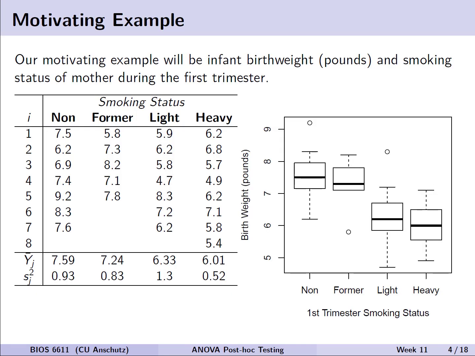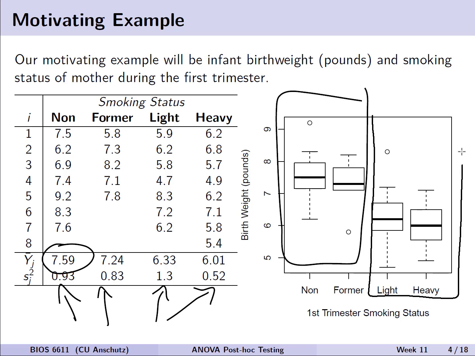Recall our example is the infant birth weight in pounds and the smoking status of the mother during the first trimester, where we had the four different groups of a never smoker, former smoker, light or heavy smoker. We saw in our summary statistics that the mean birth weight is highest for never smokers and decreases with each increase in smoking status. Visually, with our box plot, we can also see that the median decreases as we increase the amount of smoking. And we may wish to ask the question, what groups specifically are different from one another? Especially since it looks like we maybe have two different clusters, never and former smokers compared to people who are smoking light or heavy to any extent.